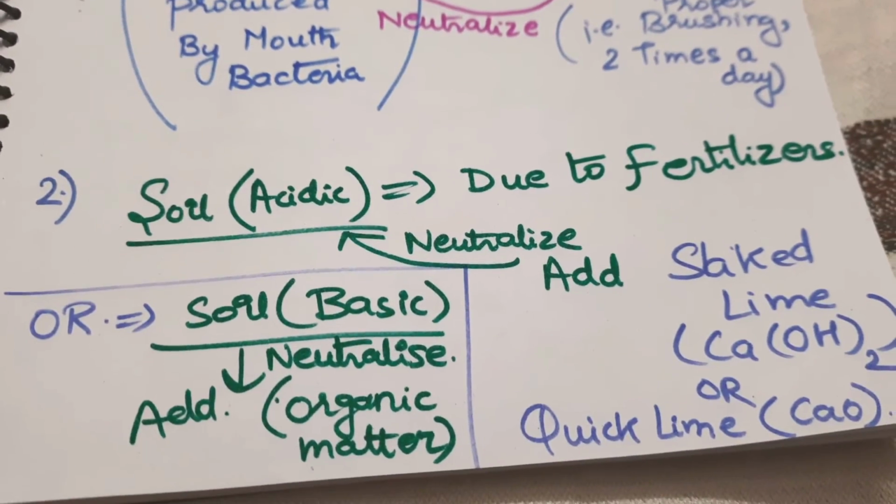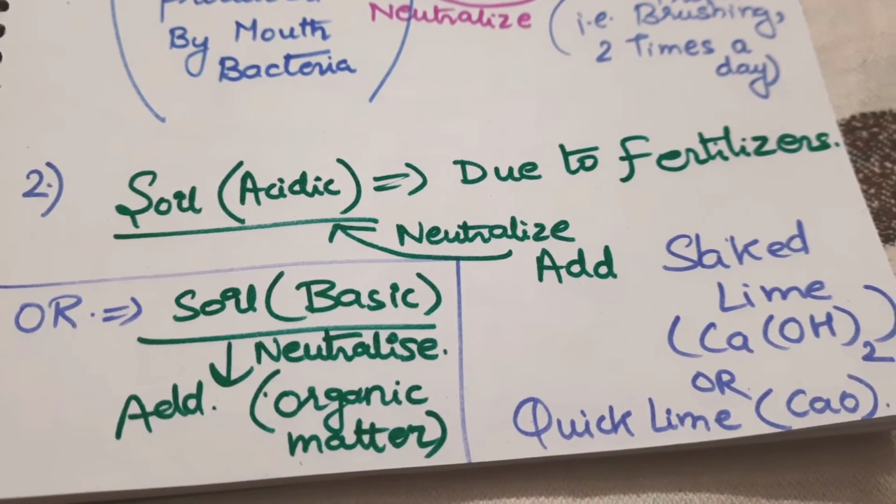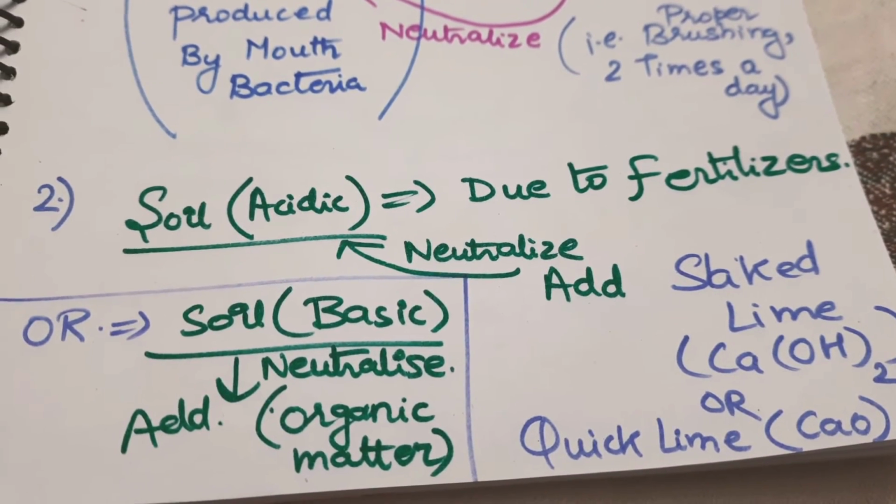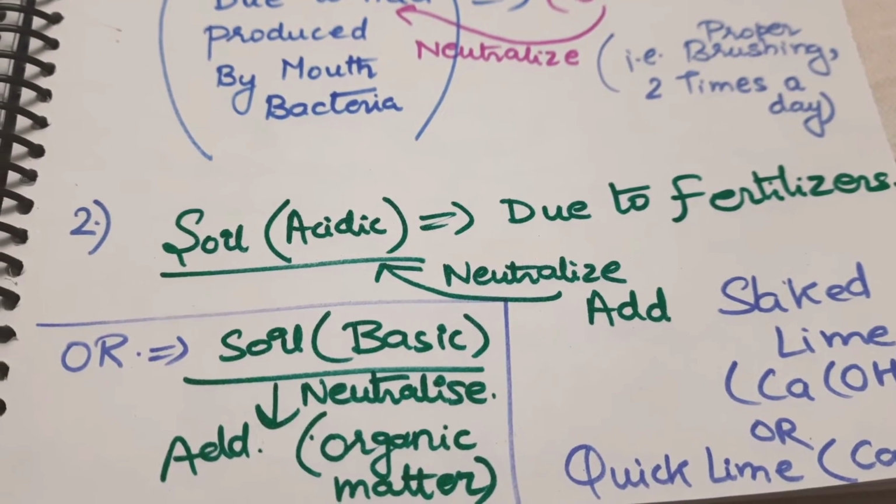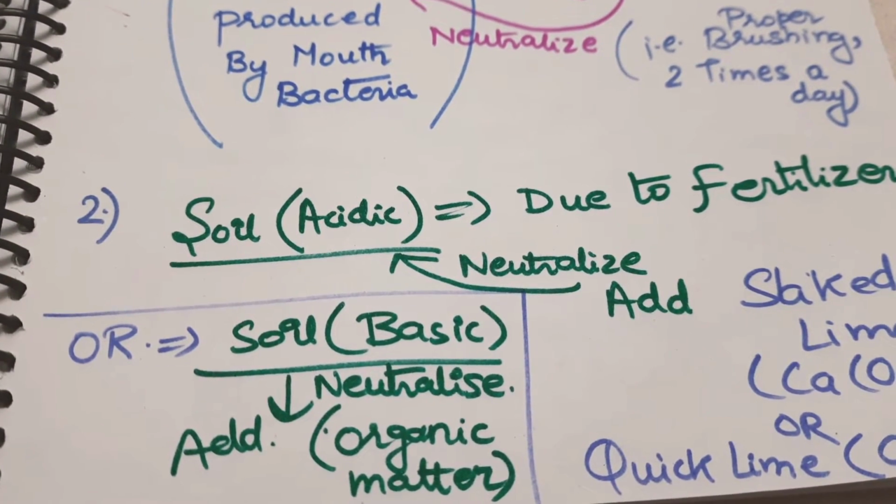Soil acidic due to fertilizer. How to neutralize? By adding slaked lime or quicklime. If soil is basic, then neutralize it by adding organic matter.